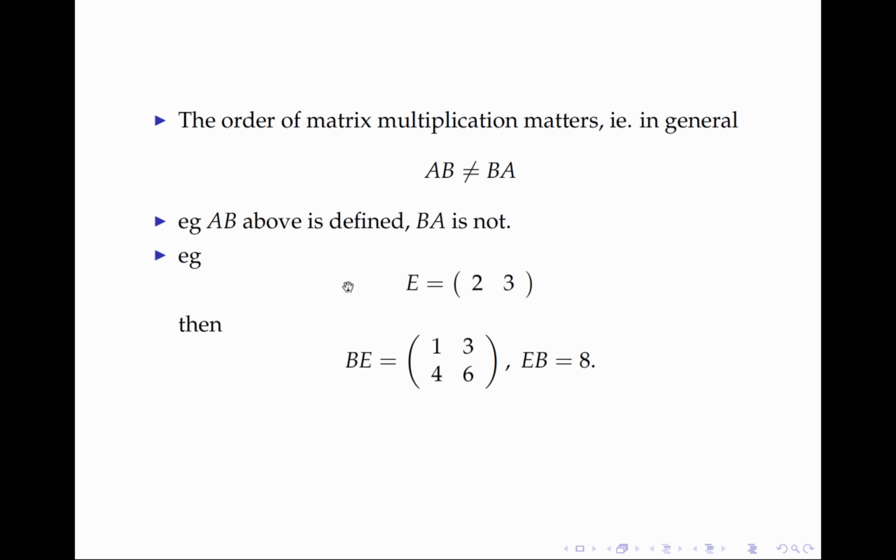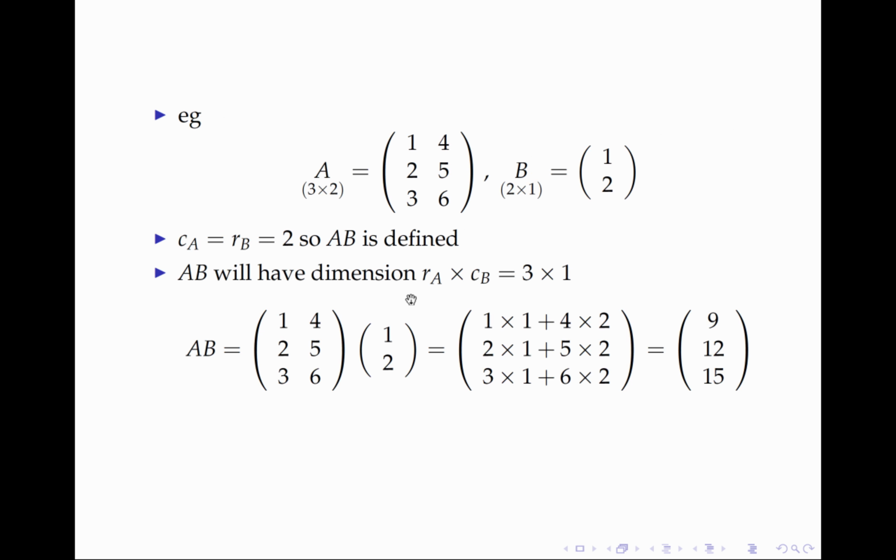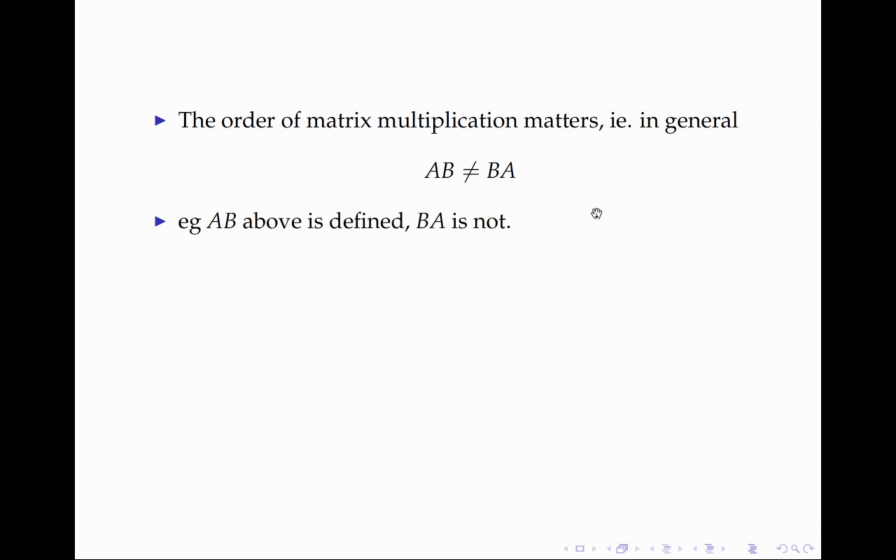Here's another example where we can multiply the matrices in both ways. So B, remember, was our column vector, 1 and 2. If we take the column vector 1, 2 times the row vector E, which is 2, 3, then we have a 2x1 matrix or vector B multiplied by a 1x2 row vector E. So that's conformable. We can do the multiplication and the result is this 2x2 matrix here.